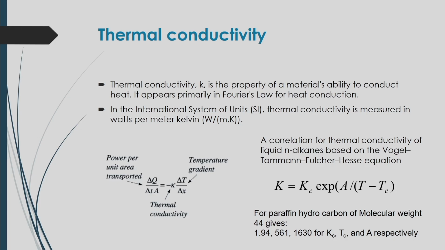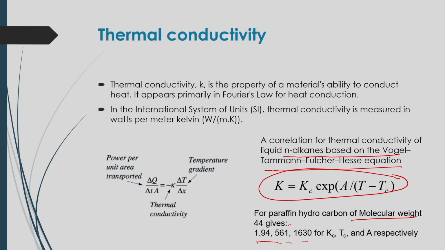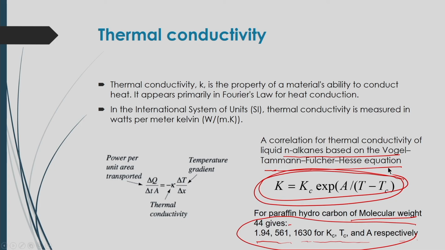In that case, how do we calculate the thermal conductivity of a liquid for any solution, especially for n-alkanes? Based on the Vogel-Tammann-Fulcher equation, you can easily calculate the thermal conductivity of the alkanes. For paraffins, a hydrocarbon of molecular weight 44 gives 1.94, 561, 1634 for K, C, T, C and A respectively. So, based on these values you can easily calculate the thermal conductivity.